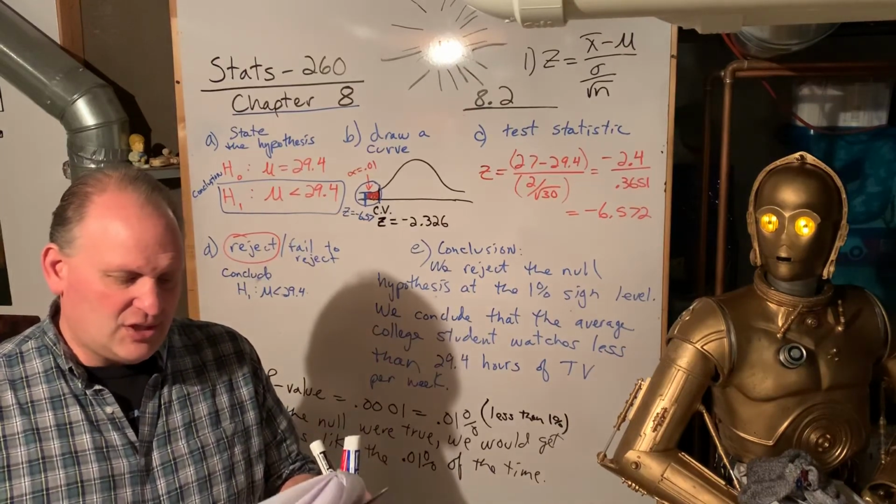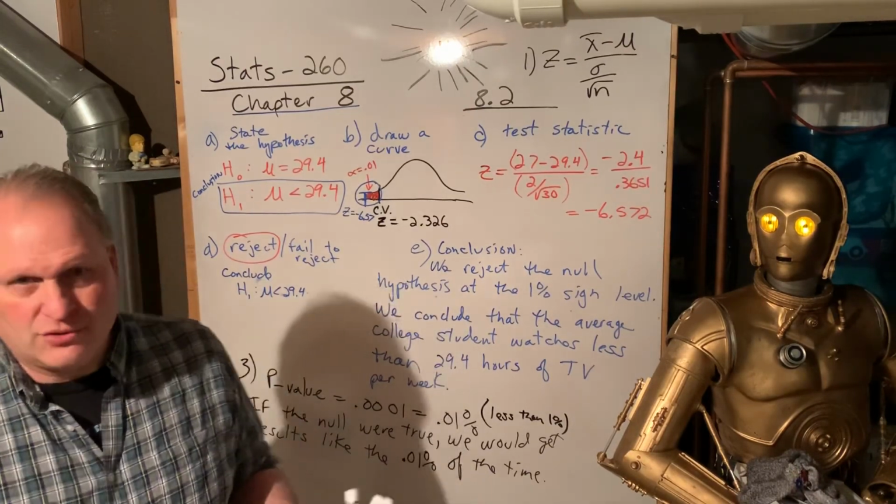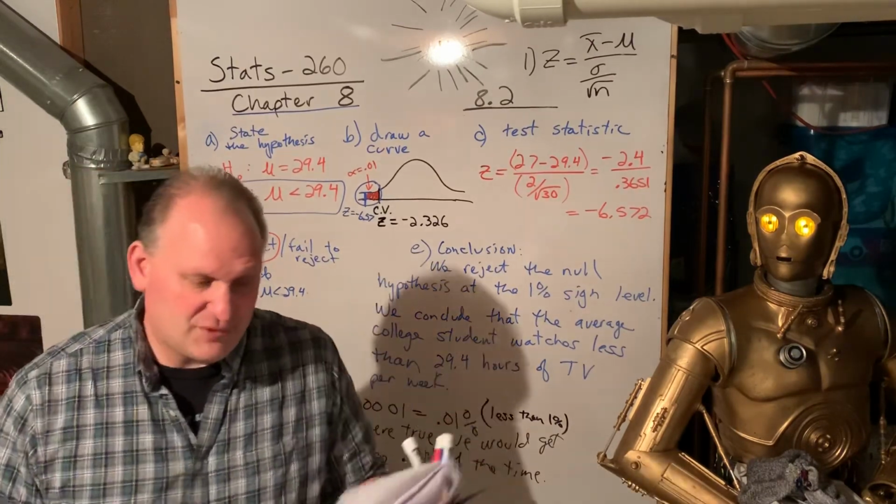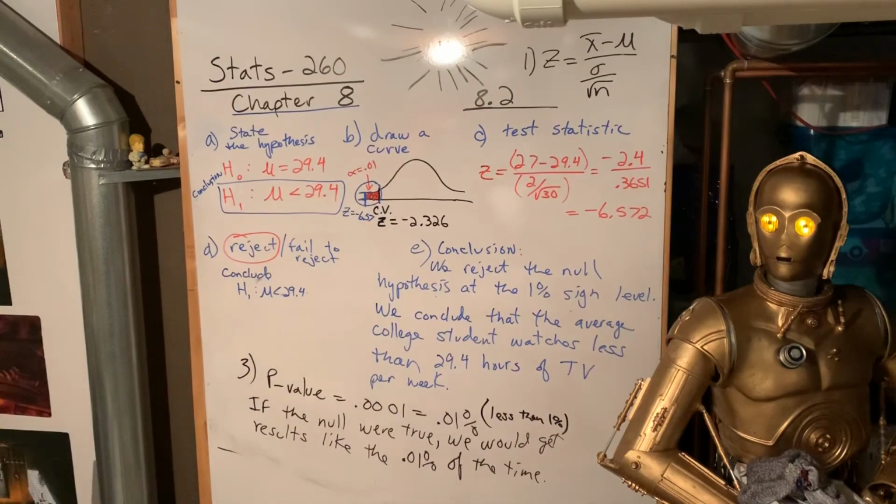So the conclusion is always based on the null. So if the null were true, we'd get results like this less than 1% of the time. All right. Okay, the next video will be on 8.3.